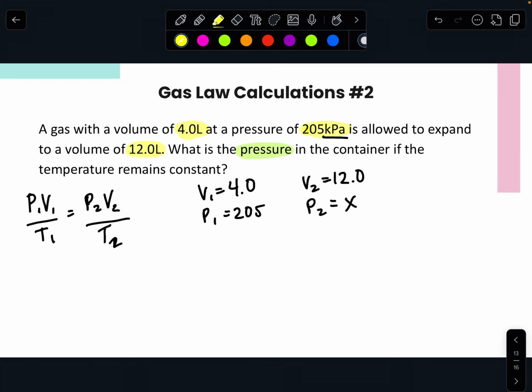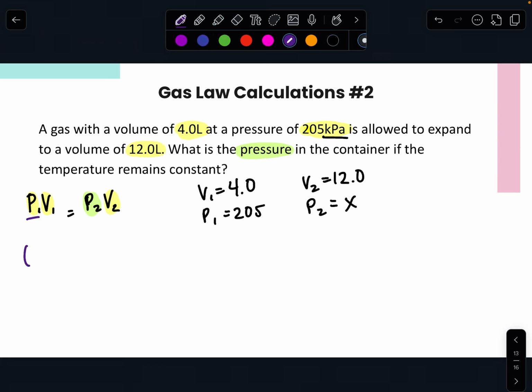So again, I'm given a P1, a V1, a P2. I'm given a V2, and I'm solving for P2, right? My P2 value is the X value. I don't have any information on temperature. It's being held constant, so I'm just going to totally delete that out of my formula. Now I can just plug in all of my numbers.